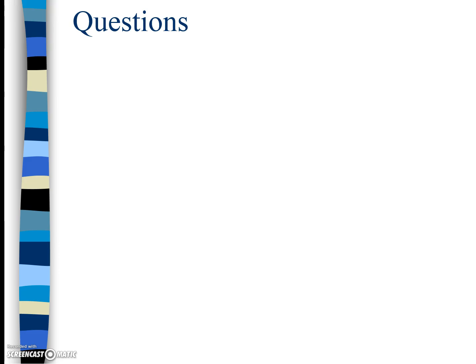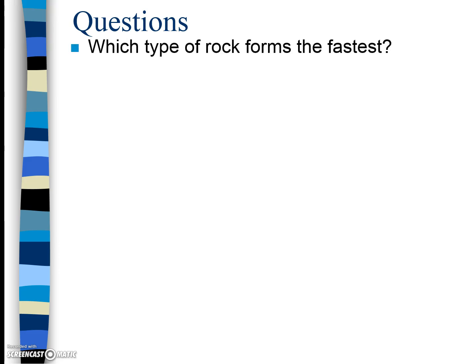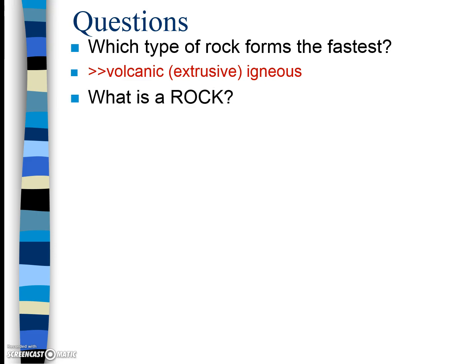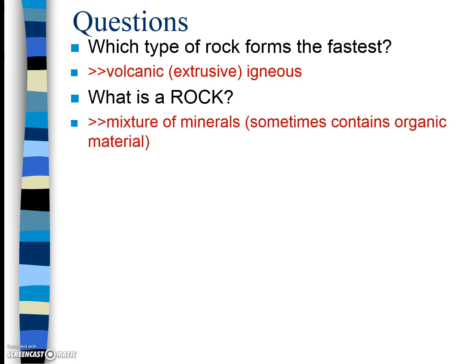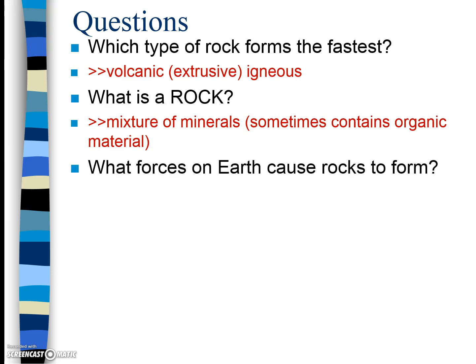Okay, some questions for you just to make sure that you were listening. What type of rock forms the fastest? That would actually be extrusive igneous rocks, and those are the ones that cool really quickly on the outside of volcanoes. What is a rock? You should definitely know this, because I feel like I have been saying this for the past week so many times. It's a mixture of minerals and sometimes contains organic material.